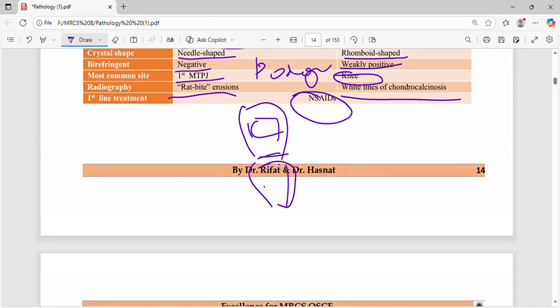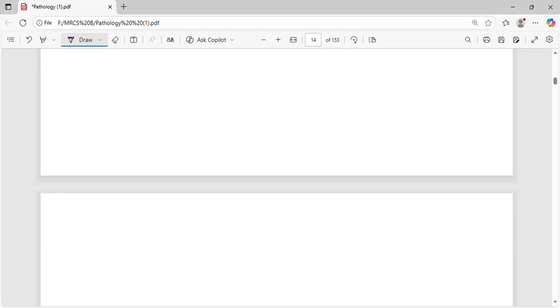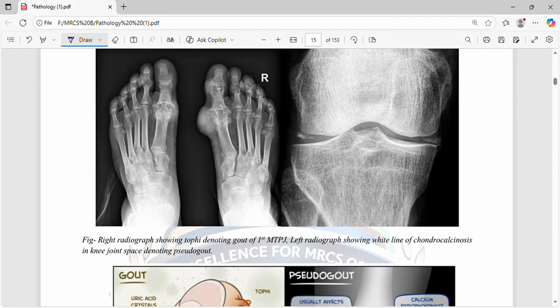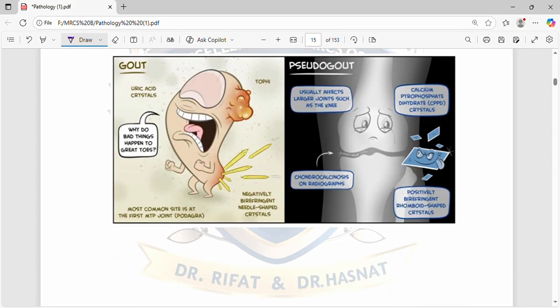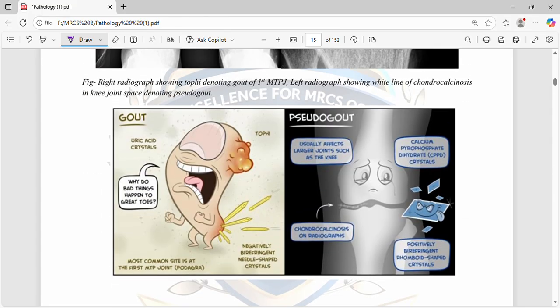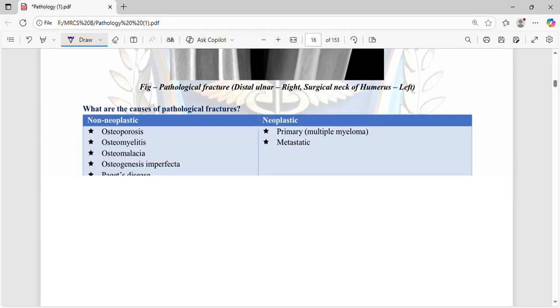In gout there is hyperuricemia, and in pseudogout we usually have hypercalcemia. These are the radiographs showing tophi. This is your podagra, the first metatarsophalangeal joint affected by gout. And here we have the white lines of chondrocalcinosis in pseudogout.